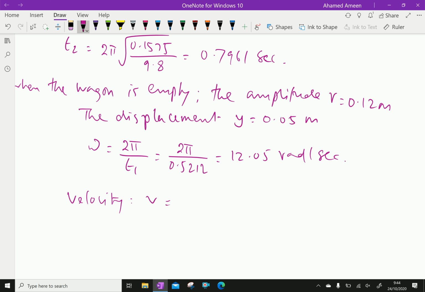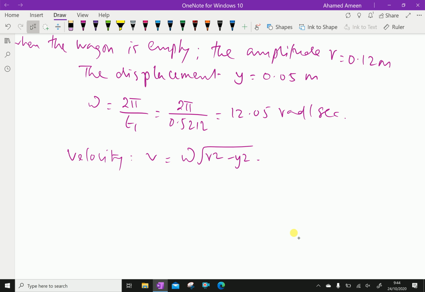Therefore, velocity is V equal omega into square root of R squared minus y squared, that is equal 12.05 into square root of 0.12 square minus 0.05 square, which gives 1.3145 meter per second.